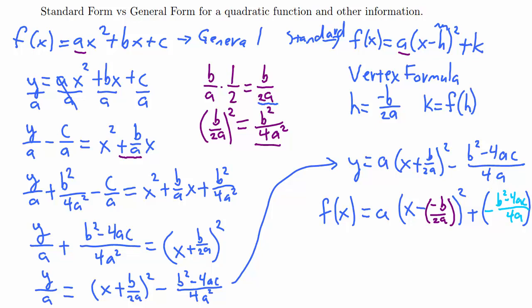Fantastic. What I want you to notice here is that this is standard form. The a is just a. The h here is just negative b over 2a, which is what we've just proven. And the k actually has a formula if you want to memorize it, but honestly I don't. So that's the negative (b squared minus 4ac) all over 4a. Okay, fantastic. So what we've just done is we've taken the general form and turned it into the standard form.